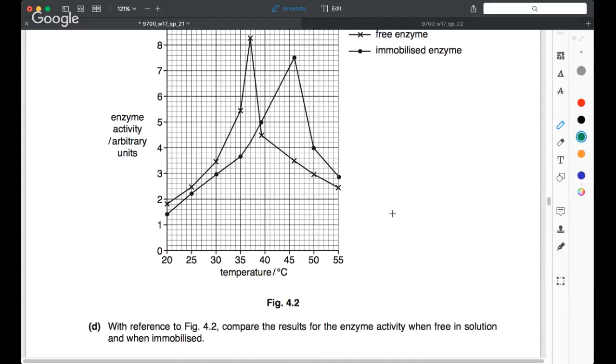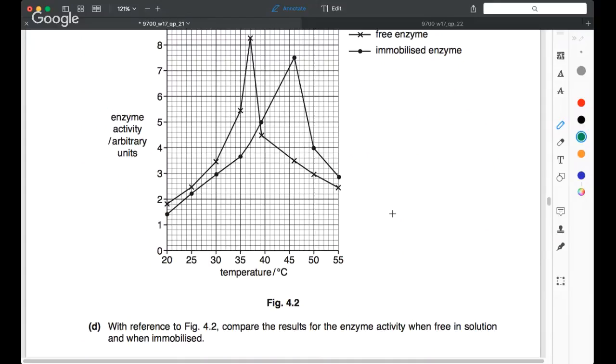So what they're asking you to do is just compare the results. You're telling me why the results are different. Yeah. So I just want you to compare those two lines. Okay. So like very simple stuff here they're asking for. So the optimum temperature of the immobilized enzyme is 46 Celsius, and the optimum temperature of the free enzyme is 37. Yeah. That's 2 marks.